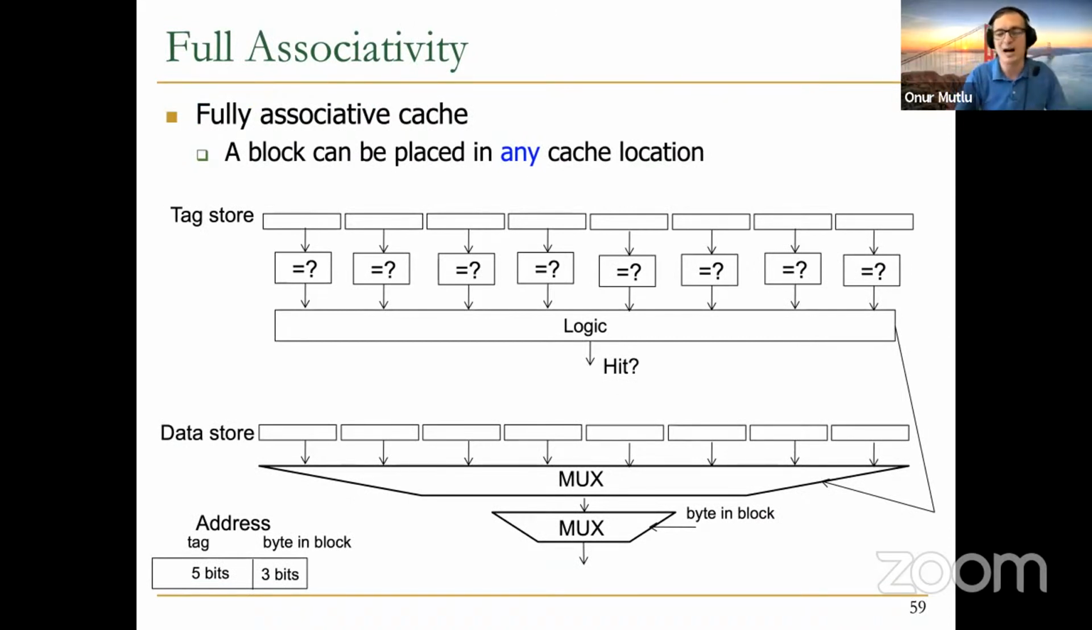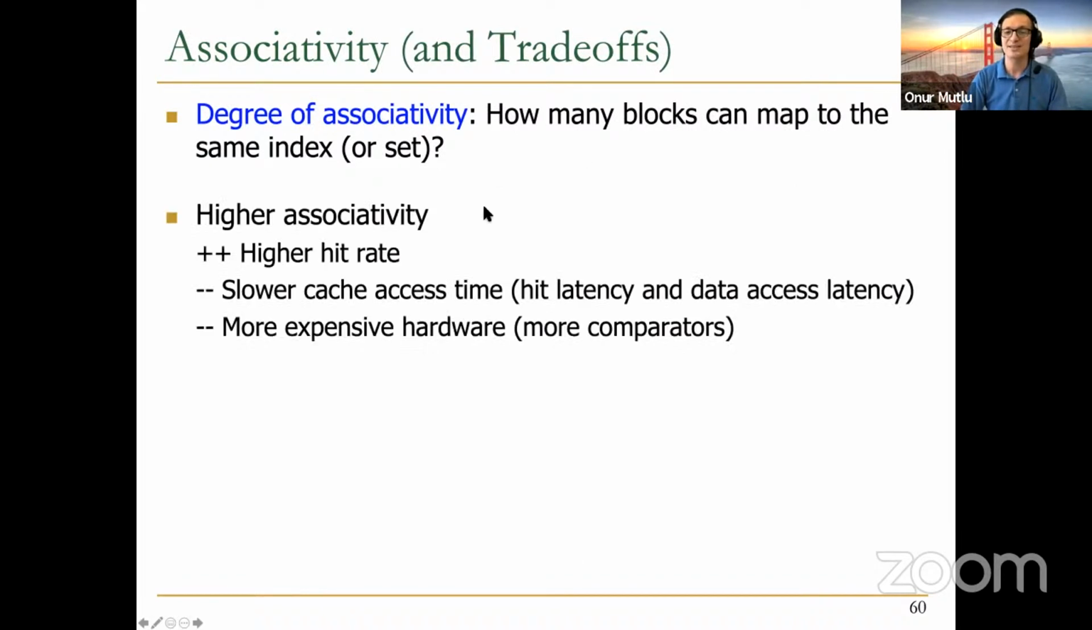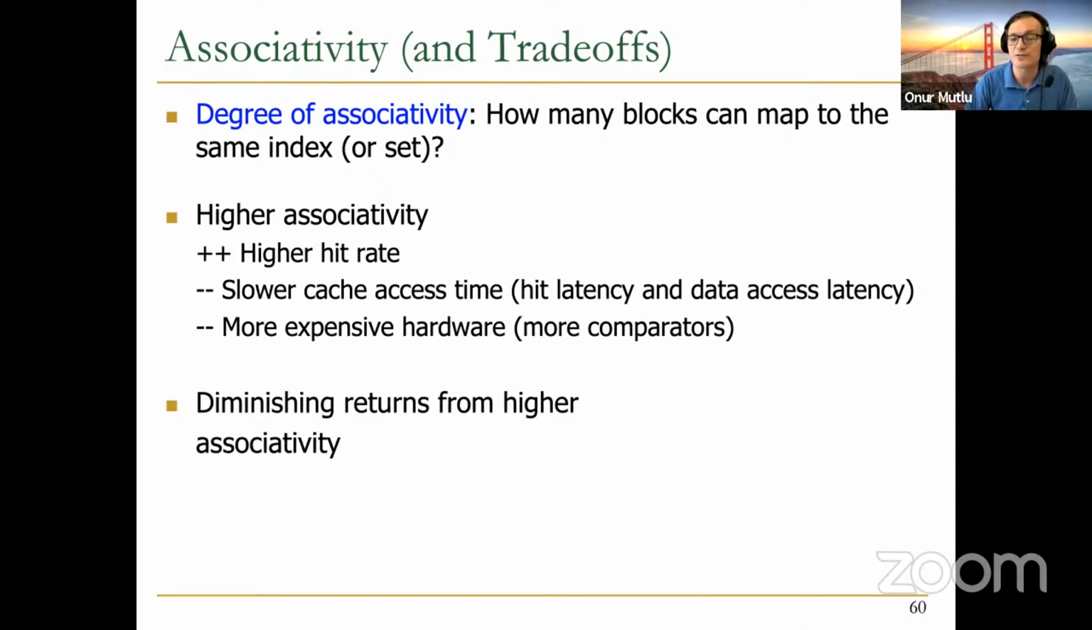You can also think of this as how many bits do you use to index the cache, right? Degree of associativity is how many blocks can map to the same index or set. Higher associativity gives you higher hit rate. Downside is slower cache access time. Hit latency and data access latency both increase. And you have more expensive hardware, more comparators. Comparators become larger. And you get diminishing returns from higher associativity.